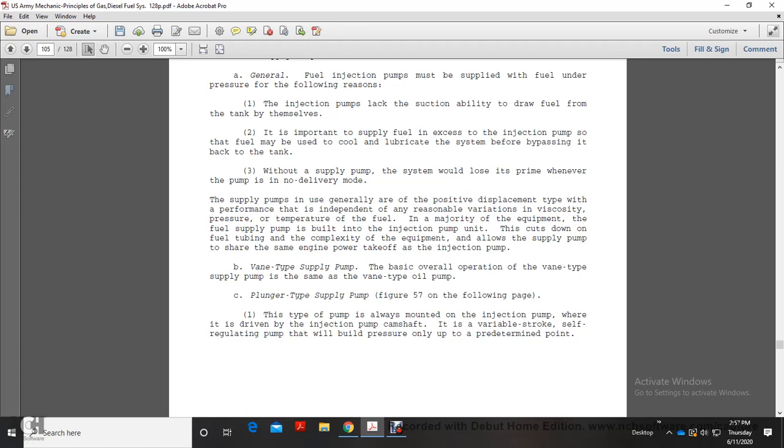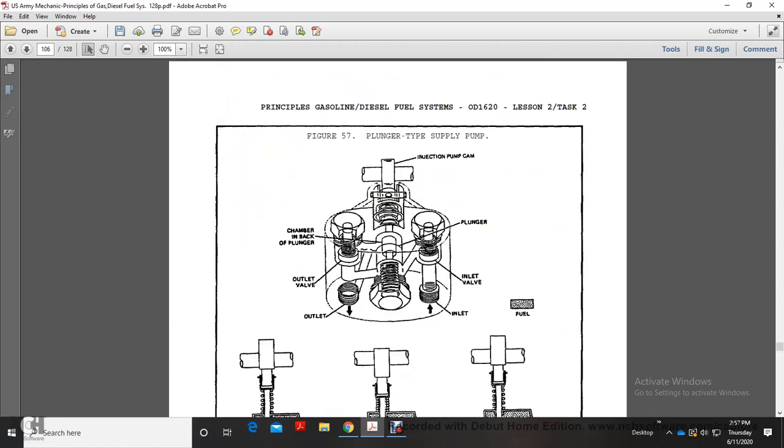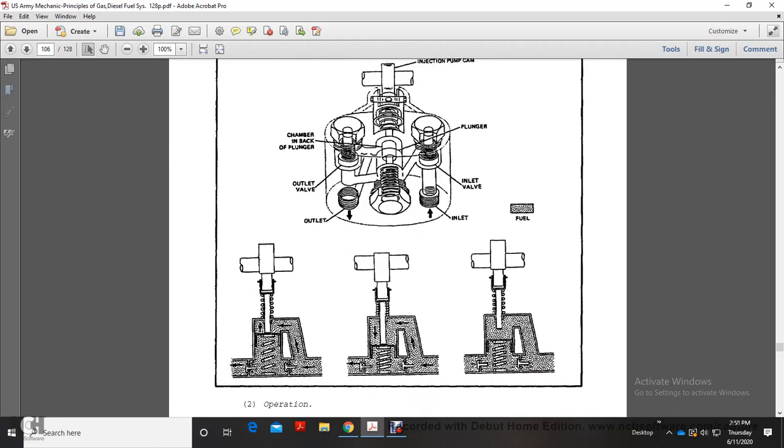The vane type supply pump: the basic overall operation of the vane type supply pump is the same as the vane type oil pump. The plunger type supply pump, figure 57 on the following page. This type of pump is always mounted with the injection pump and driven by the injection pump camshaft. It is a variable stroke, self-regulating pump that will build pressure to a predetermined point. Figure 57 shows the plunger type supply pump: the injection pump cam, the plunger, the chamber in the back of the plunger, the inlet valve, and the outlet valve.